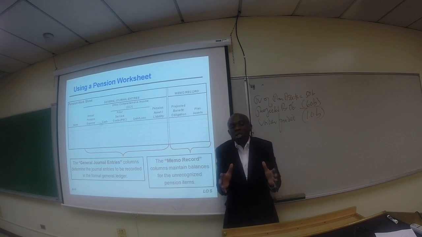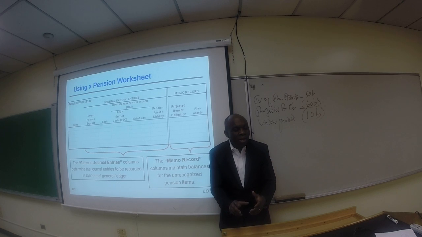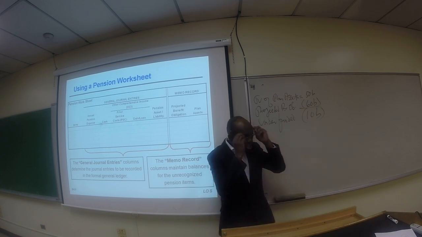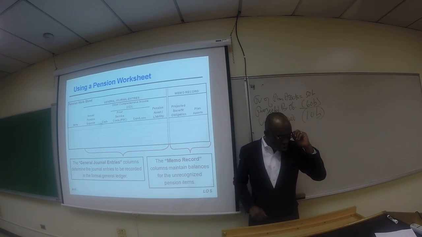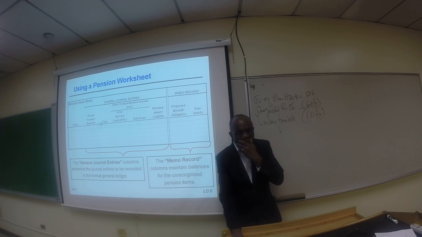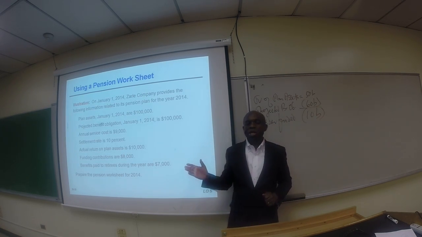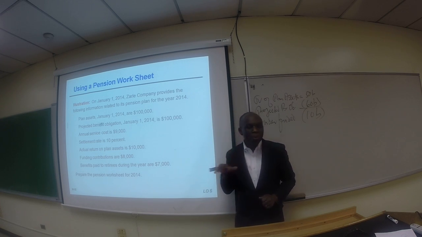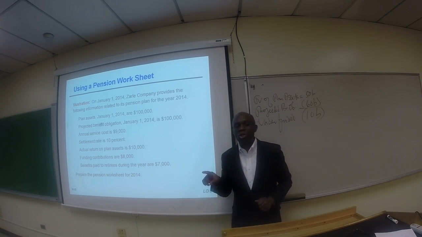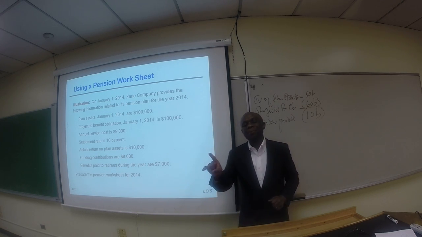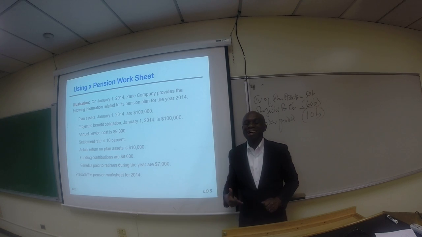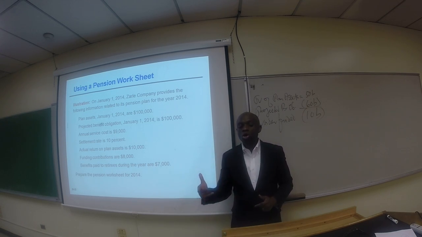We are using this worksheet to help us prepare the journal entries or account for pension plans with as much ease as possible. So moving along, let's take a look at how that works with this. On January 1, 2014, Z Company provides the following information related to its pension plan for the year 2014. The plan asset at the beginning of the year is $100,000. The projected benefit obligation at the beginning of the year is also $100,000.